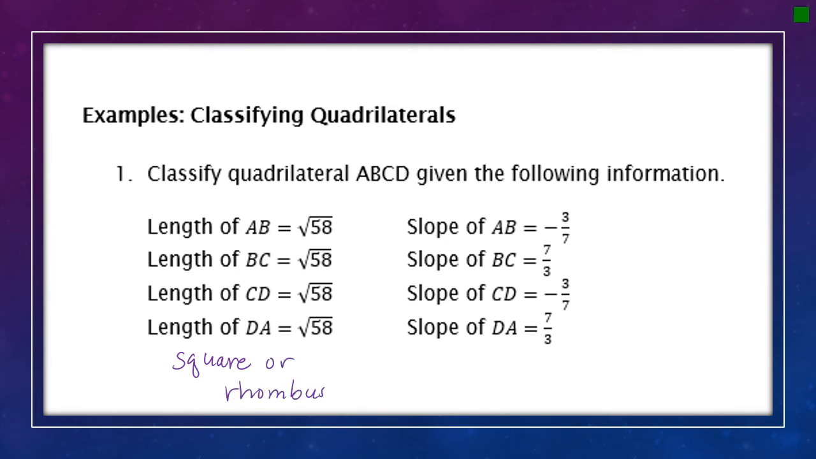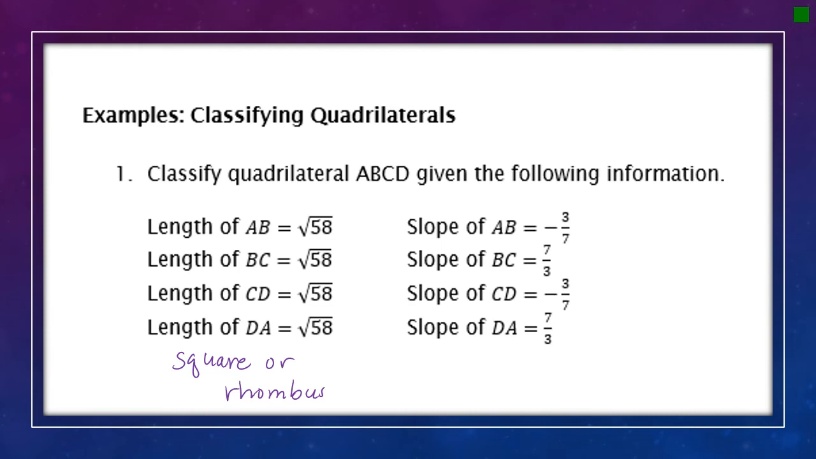So now when I go to my slopes, the difference between a square and a rhombus is that the square has perpendicular sides and the rhombus doesn't. So what I need to do is look at these sides and decide if they are opposite reciprocals. That would mean they're perpendicular and therefore right angles. Or if they're not perpendicular, that would mean it's a rhombus.